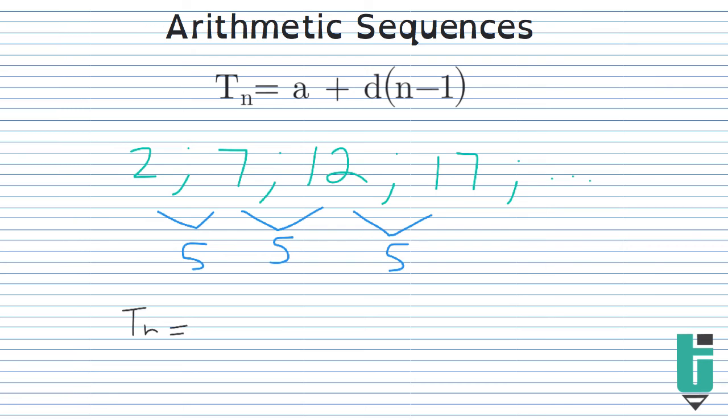So Tn is equal to, the first thing we need is a, which is the value of the first term. So in this case, it's going to be 2. Then plus d. So d is our constant first difference, which is 5. And then just n minus 1. And then you can go and just simplify this. So you'll have 2 plus 5n minus 5. And then this will just simplify to 5n minus 3. And this is then our general formula for this specific arithmetic sequence.